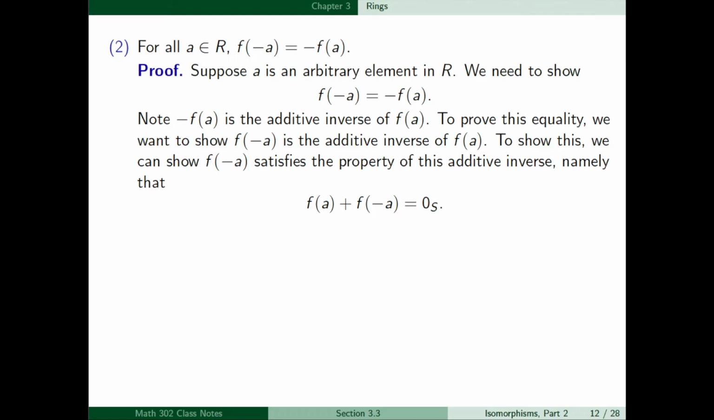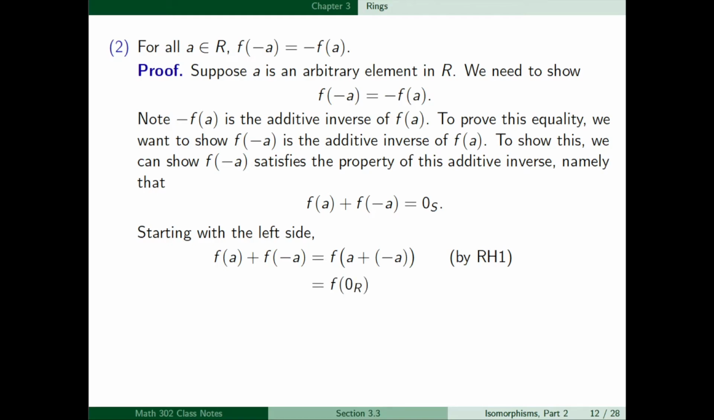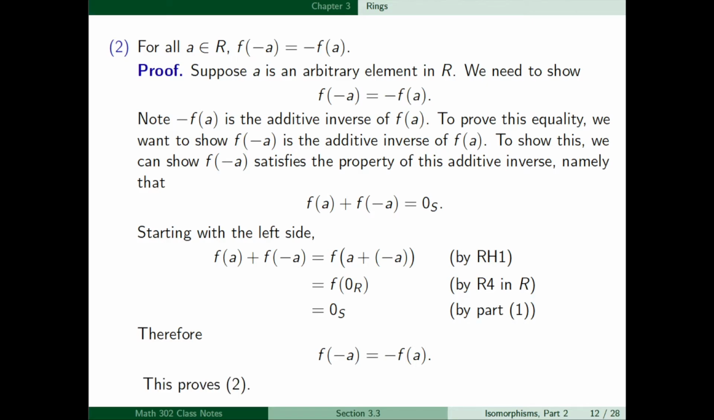So to show that f of minus a is the additive inverse of f of a, we can show that it behaves like the additive inverse of f of a by showing this equality. So starting with the left side, f of a plus f of minus a is equal to f of a plus minus a. This is by RH1, the preservation of addition. And this is equal to f of 0 sub R. That's by axiom R4 in the ring R. And then this is equal to 0 sub S by part 1 of the theorem. So this proves the equality, and therefore f of minus a is equal to minus f of a. So this proves 2.